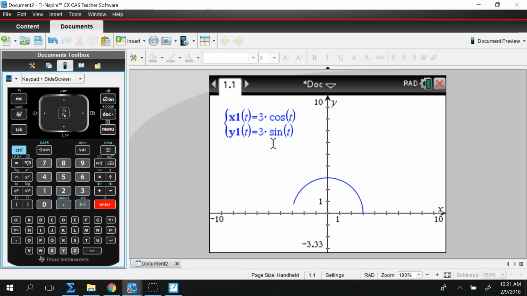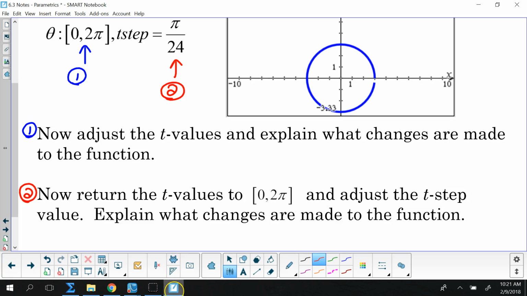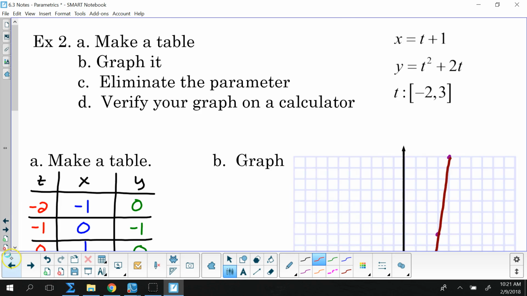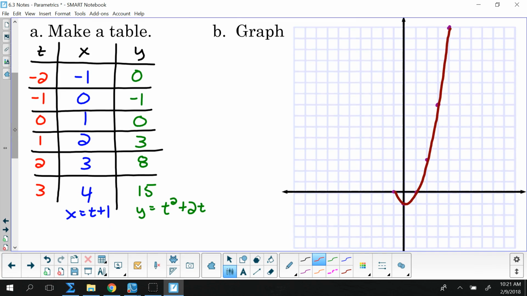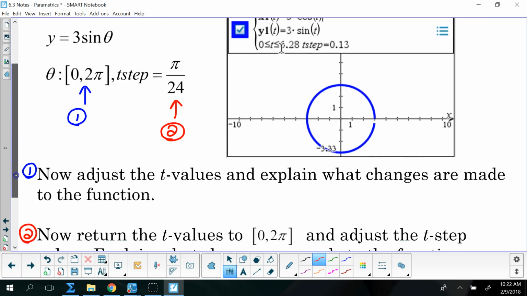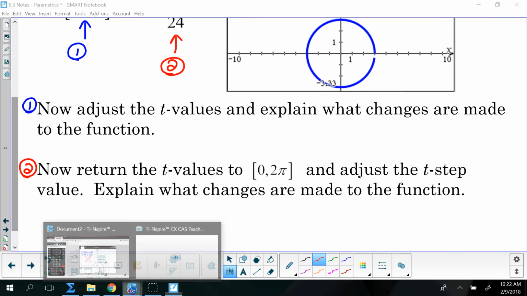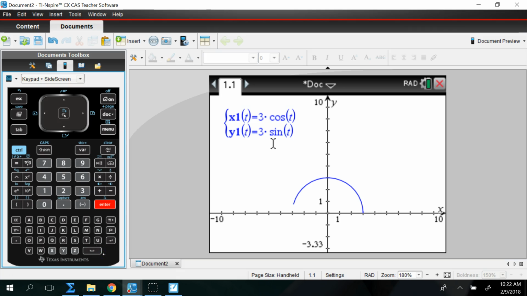So the t values are going to adjust what your figure looks like. If I go back to this problem, this parabola goes on forever in both directions. It doesn't just stop at those. We cut it off to just be this part, but the actual parabola would keep going on forever if I change my t values. So now let's adjust our t-step.